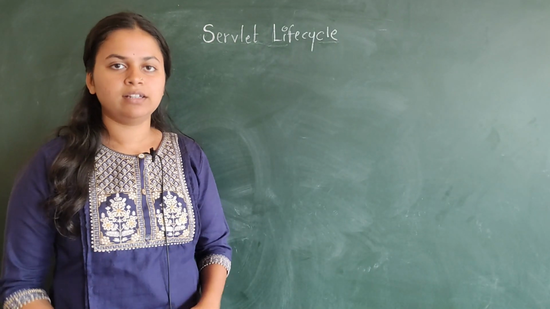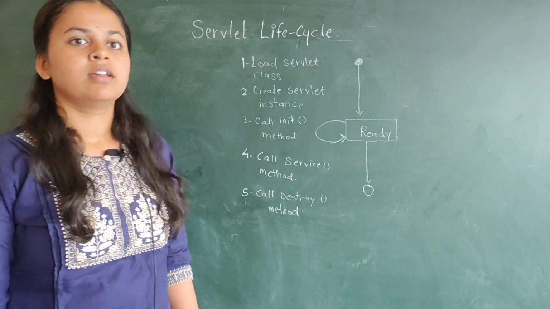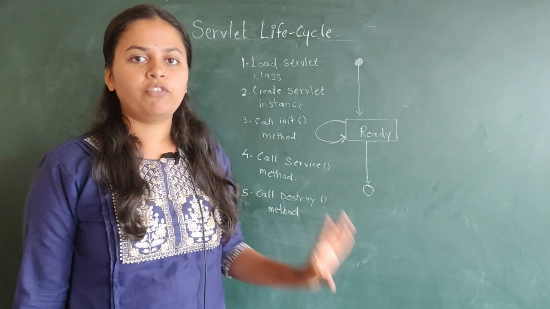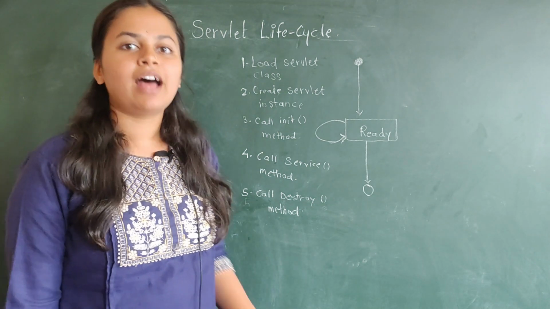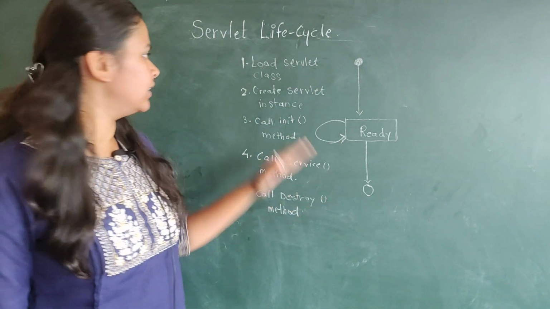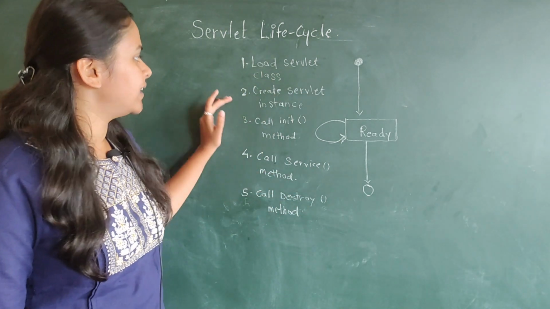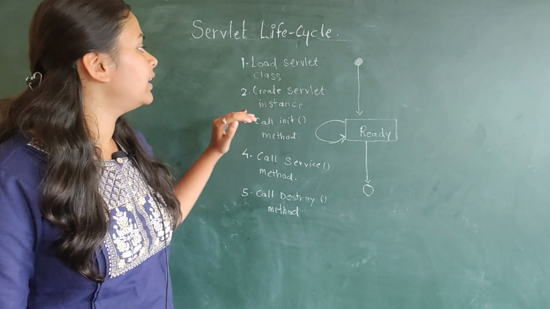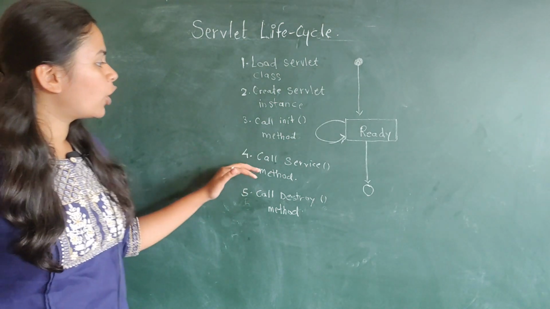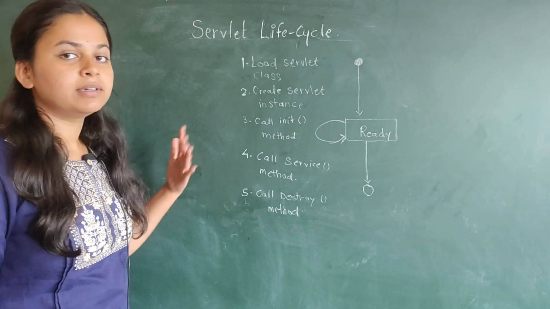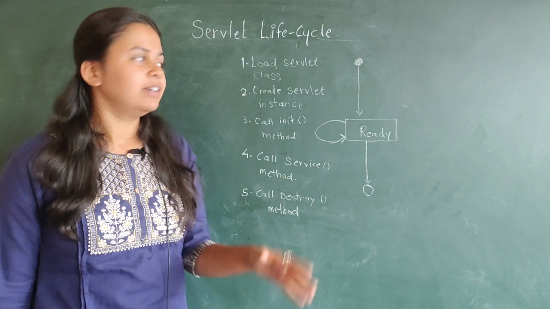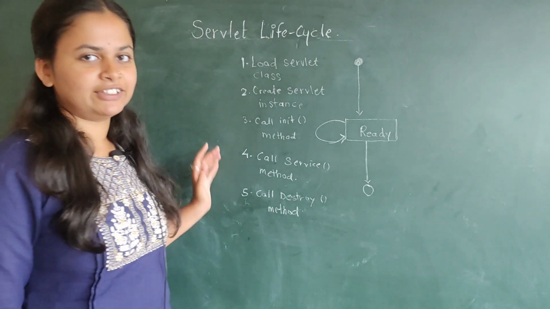Now let's see the servlet life cycle. The web container maintains the life cycle of servlet. So let's see the life cycle of a servlet. Here I have written some stages of the life cycle. First stage is load servlet class. Second is create servlet instance. Third is call init method. Fourth is call service method, and fifth stage is call destroy method. So let us learn briefly about all these stages.